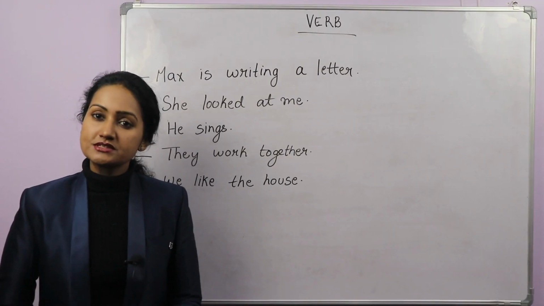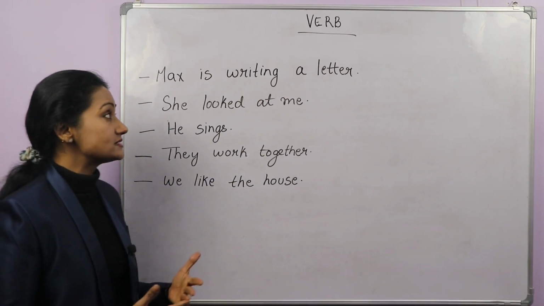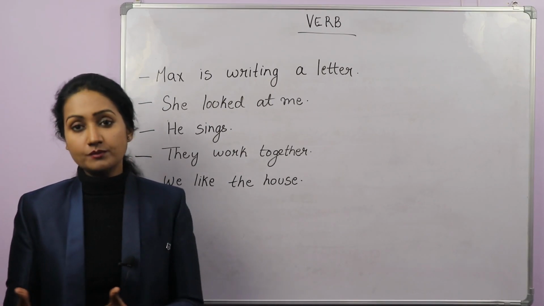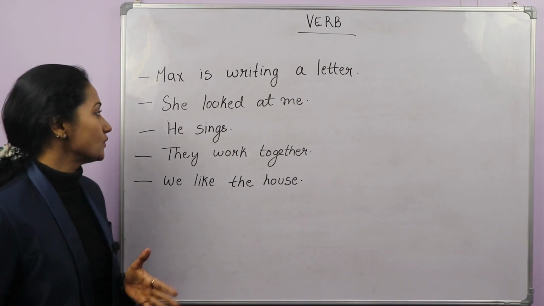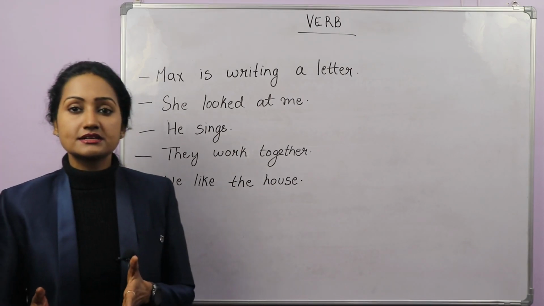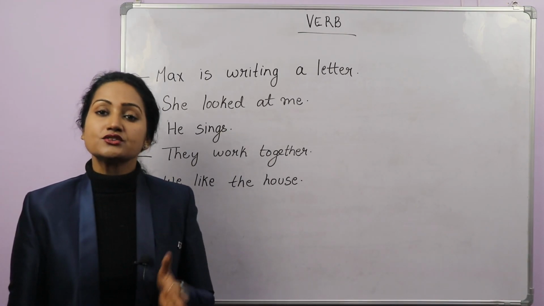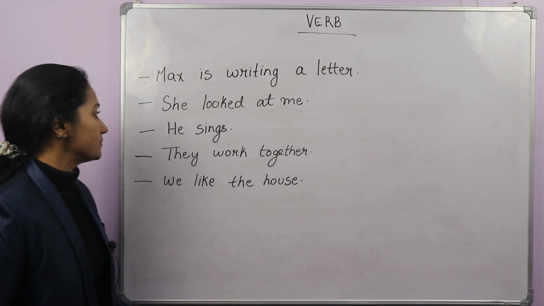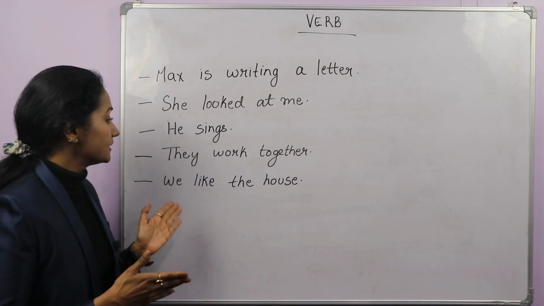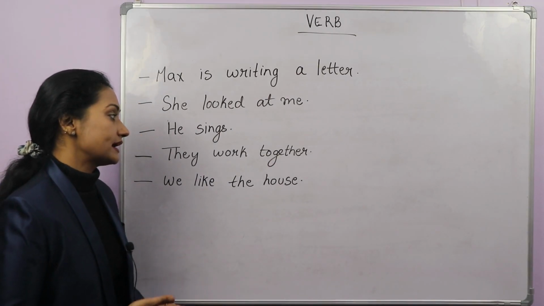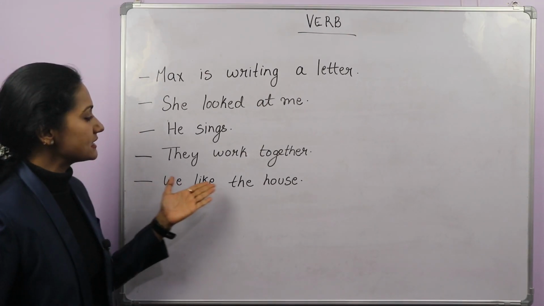Let's understand verbs a bit more through these examples. Max is writing a letter. So write is a verb because it's an action. So here in this sentence, writing is the verb. She looked at me. Now imagine that I'm looking at someone else and suddenly I look at the camera. So this is an action. Okay. So that's why again this is a verb. Looked. He sings. Sing is the verb. They work together. Work, again it is an action, so work is the verb in this sentence.